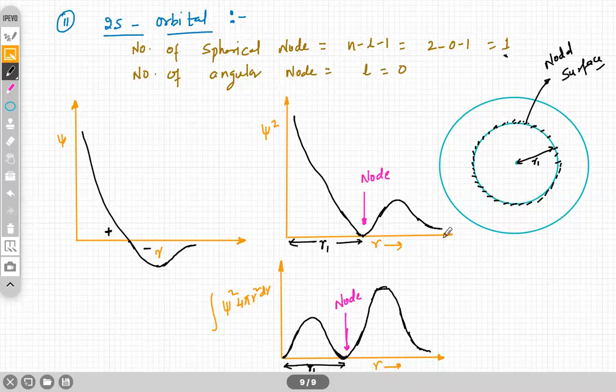These 2 points, write down. The probability graph always starts with 0, origin. Second point, the number of peaks is one more than the number of nodes.